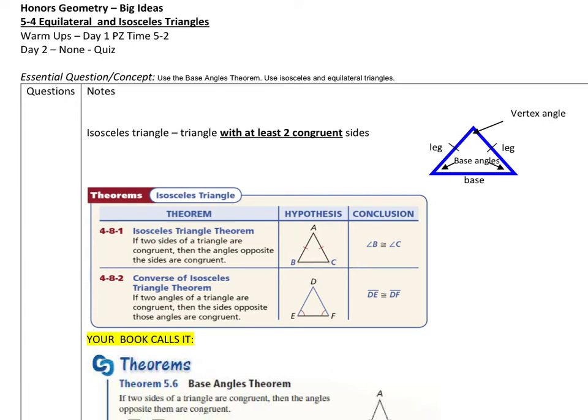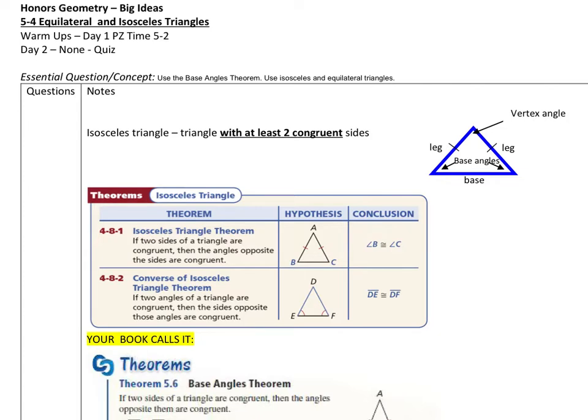We are going to do this next lesson on equilateral and isosceles triangles. Remember, we have our definition here for an isosceles triangle, and we said with at least two congruent sides. Okay, so it's at least two congruent sides.